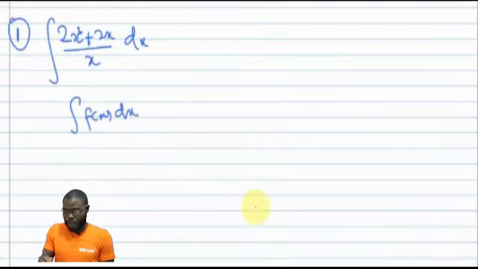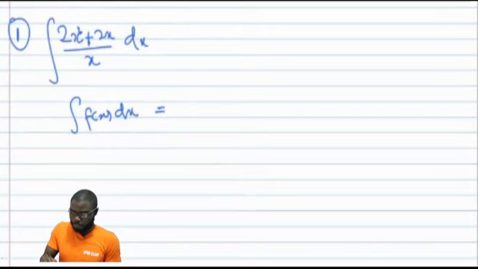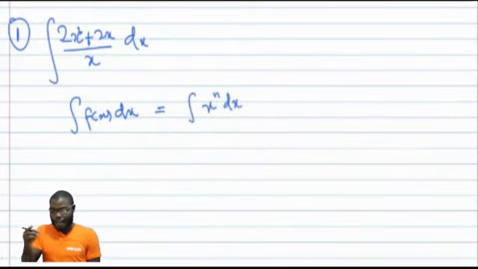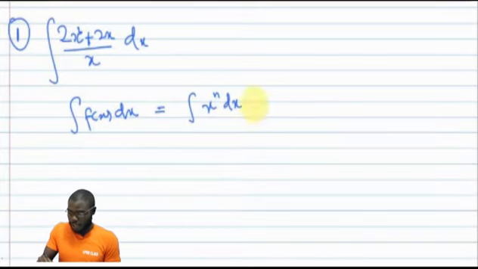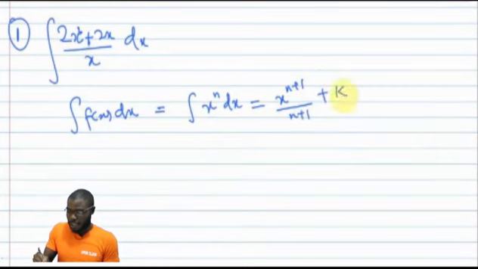So you know that in integration, if you have what we call a function of x, dx, which is something like, let's say we have x raised to power n, and then we are integrating this with respect to x, where n is the power of x. This is equal to x raised to power n plus 1 over n plus 1, plus a constant k.